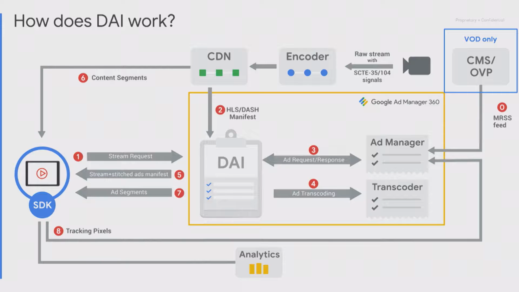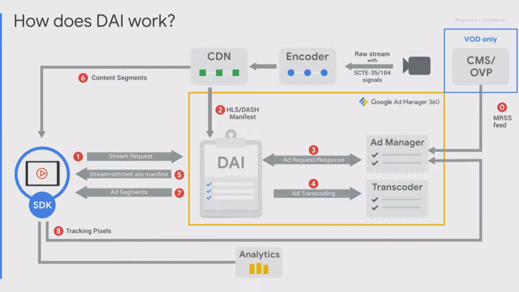Now on the on-demand VOD side, you don't need to condition the content in real time because the content hardly ever changes. So it's already available on a CMS or OVP somewhere, and all you need to do is create an MRSS feed, which is kind of like an XML file with all the metadata related to the ad ingestion, and send that feed into Google DAI.